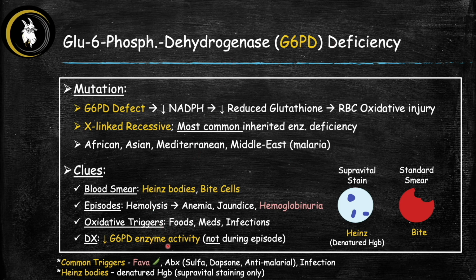So the two important things to remember here are, number one, the diagnostic test is to check the levels of the G6PD enzyme activity, and number two, this test should be done after recovery, not during an episode of acute hemolytic anemia. And then finally, I don't have much on treatment here, and that's because really the main treatment is to avoid these triggers of oxidative stress that we talked about.